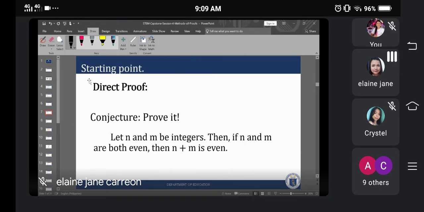Okay, so let's start with direct proof. Let's have this conjecture. We're going to prove this conjecture. Let n and m be integers. They may be positive or negative or zero. Then if n and m are both even, take note of that, then n plus m is even. We have to prove it. If n and m are integers and they are both even, then their sum, n plus m, is also even. So we have to prove it.